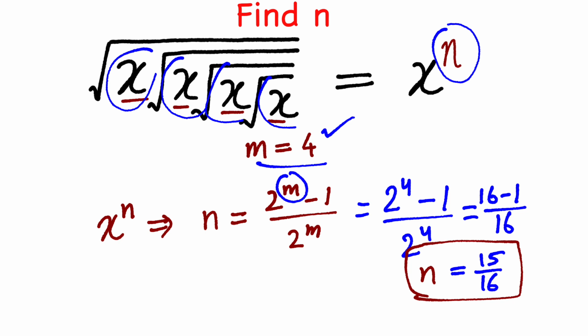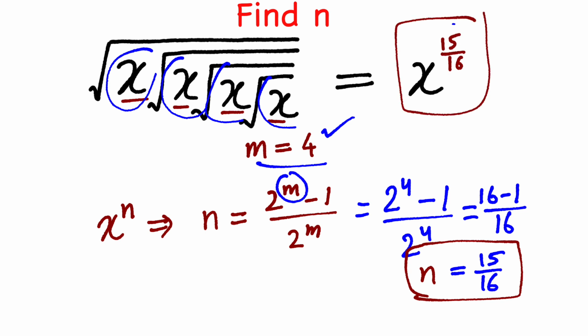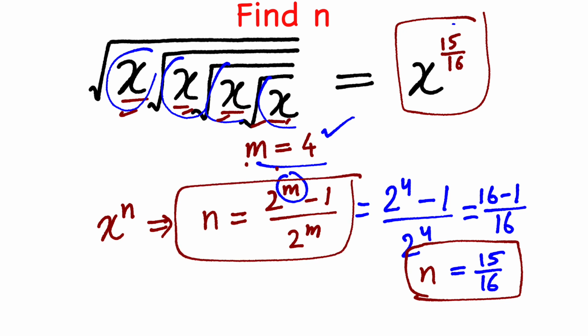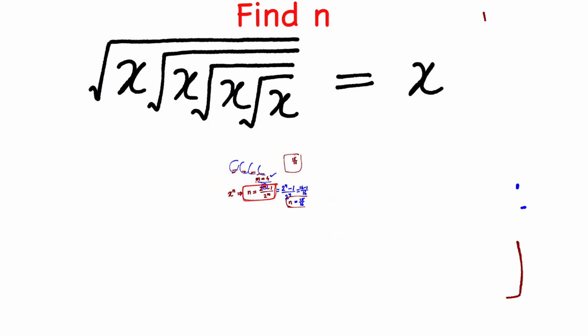So instead of n, now we are going to write 15 by 16. That's it. So that is the formula. We count how many x's are there, that is our m, and you use this formula and you can solve many problems like this. In case you are still interested to know the method of doing it without using the formula, now I'm going to show you how to solve without knowing the formula.